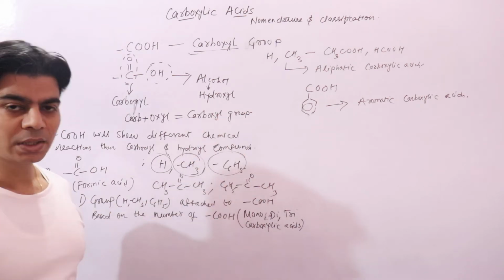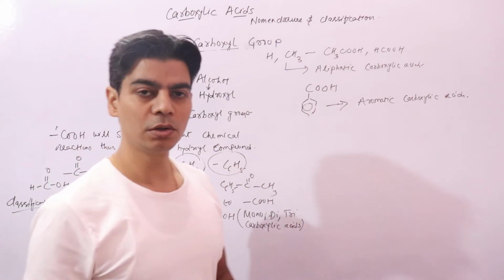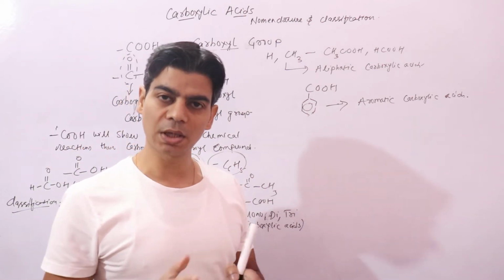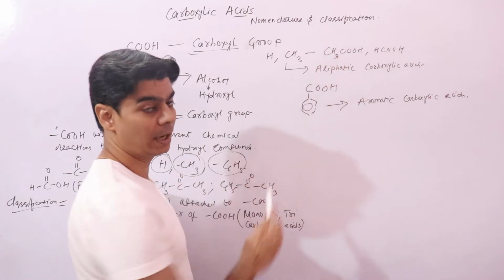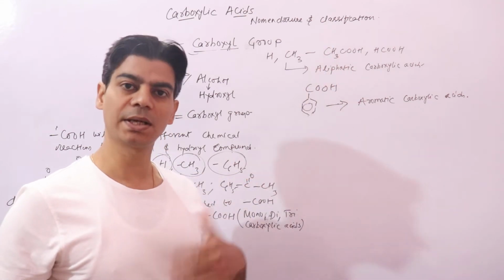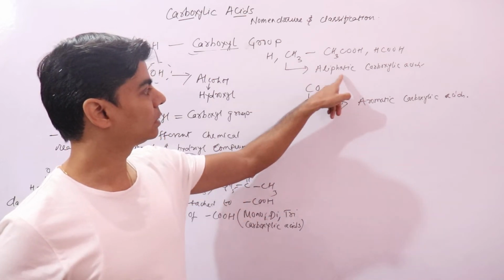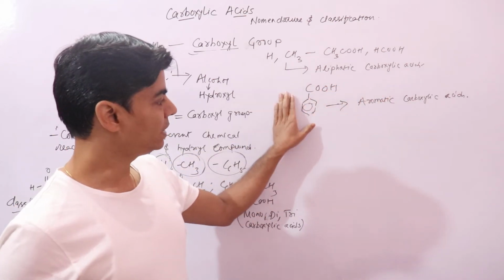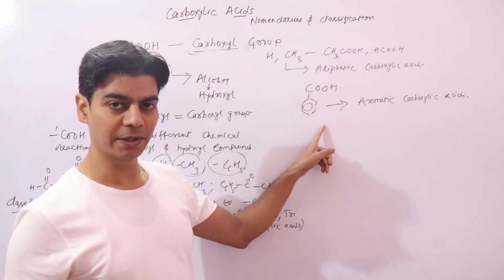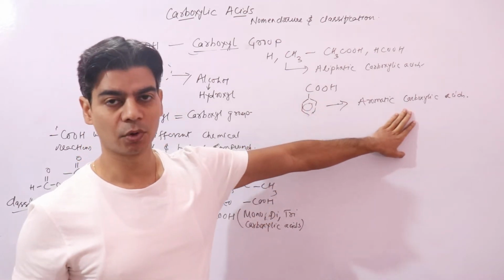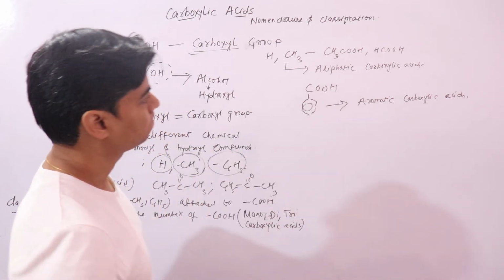So this is one type of classification, which is based on the group attached to the carboxylic group. In acetic acid, you have an alkyl group. So any acid that has an alkyl group is an aliphatic carboxylic acid. Any acid that has a benzene ring, C6H5, is your aromatic carboxylic acid, right?